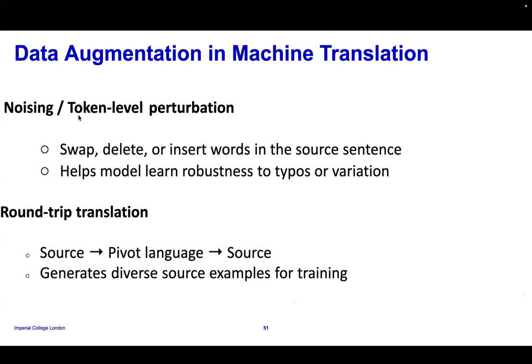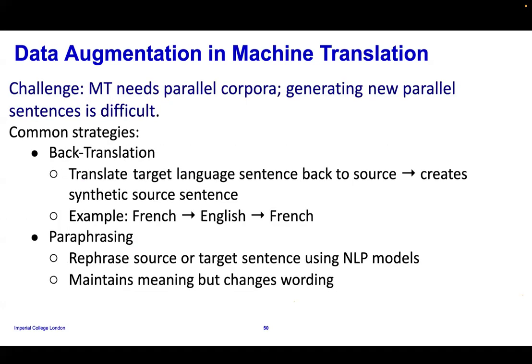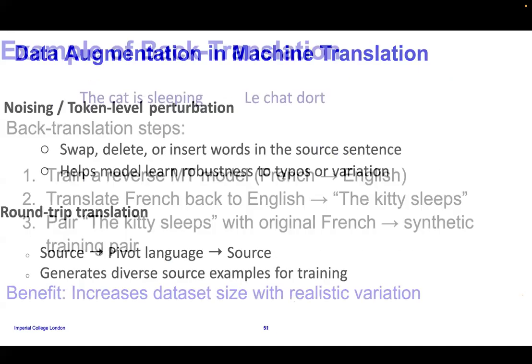This is what we call noising or token level perturbation. It helps the model learn robustness to typos or variation, right? So this is another approach. We have another thing. So there are different kinds of data augmentation. What brings us here is that we are talking about how you can create a machine translation corpus. We say you need a parallel corpus, and if you don't have enough parallel corpus, you need to do data augmentation in a way.